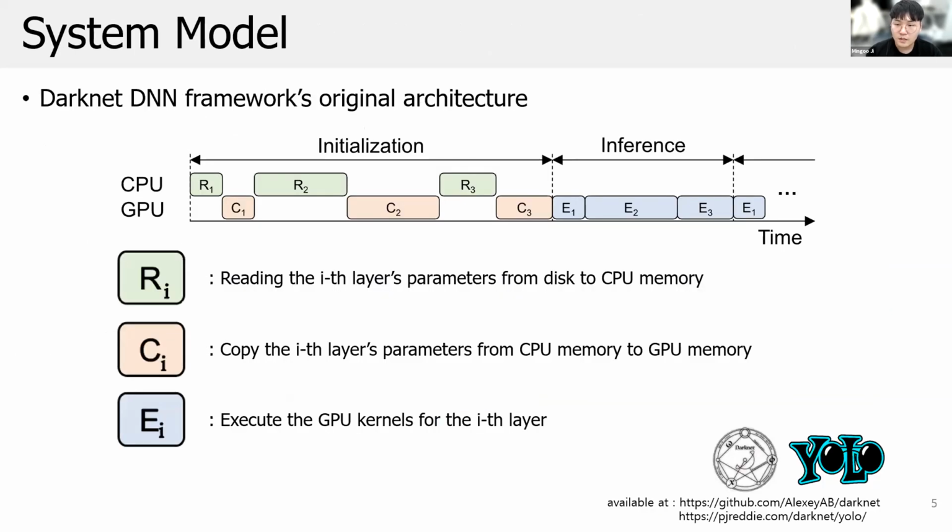We targeted the darknet and YOLO networks for our experiments. First, we understood the order of operations inside the darknet. The darknet consists of n sequential layers and can be expressed by the following operations. Ri is the operation of reading the ith model parameter, and the ith layer model parameter in the disk is imported into the CPU memory buffer. Ci is the ith host to device memory copy operation, which copies the ith layer model parameters of the CPU memory buffer to the GPU memory buffer. Ei is the ith GPU kernel execution.